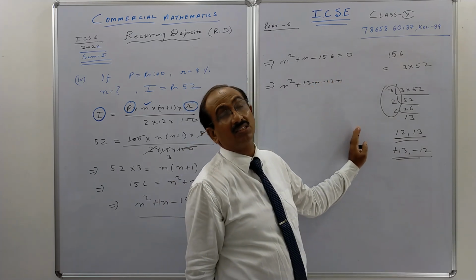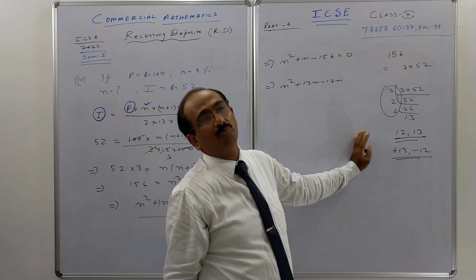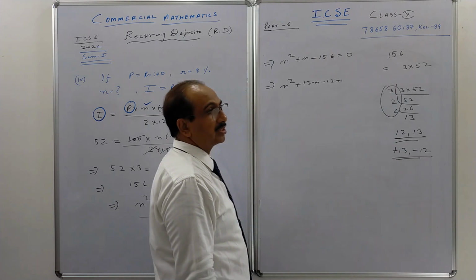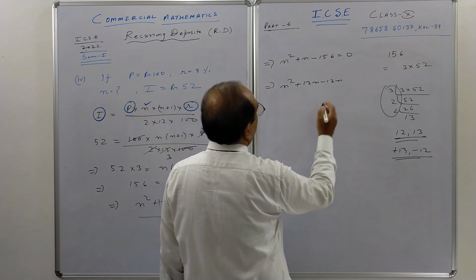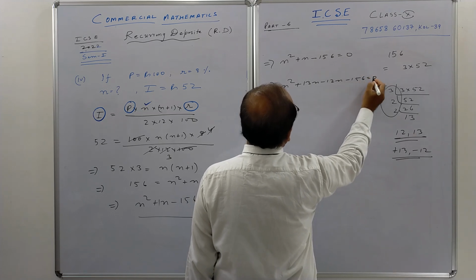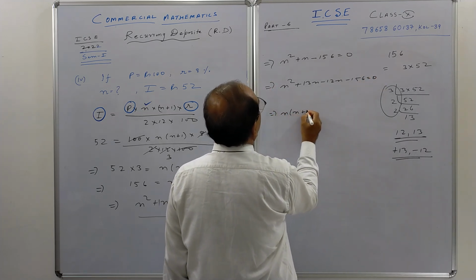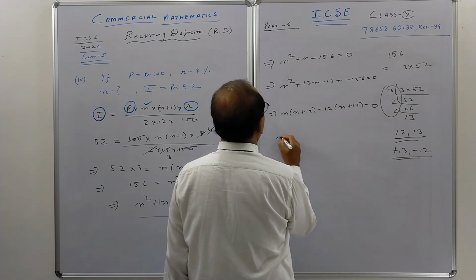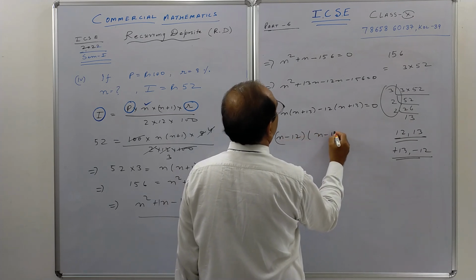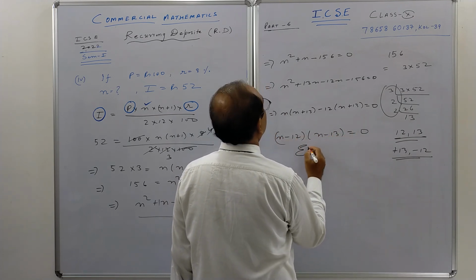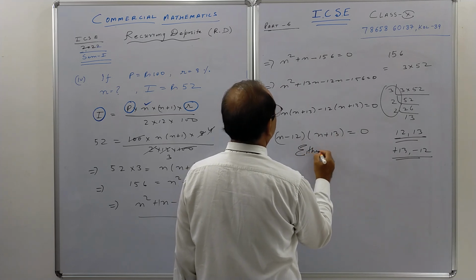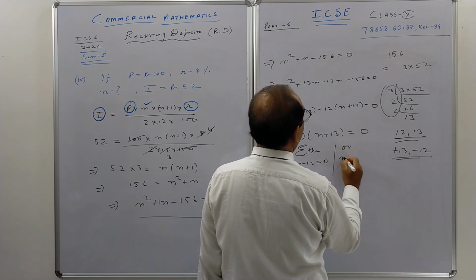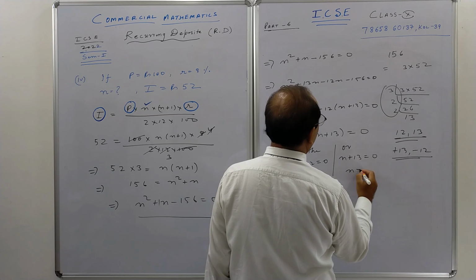This you have to see in my class 9 video of factorization also, middle term breaking, and class 10 also. So basically we learn this in class 9 where we have factorization. Take out n common, n plus 13. Take out minus 12, n plus 13 is 0. So n minus 12, n plus 13 is 0. Either n minus 12 is 0, meaning n is 12, or when n plus 13 is 0, n should be minus 13.